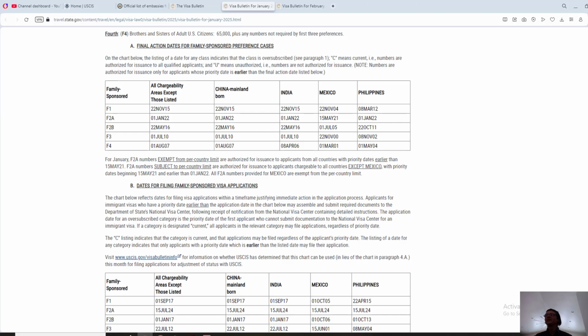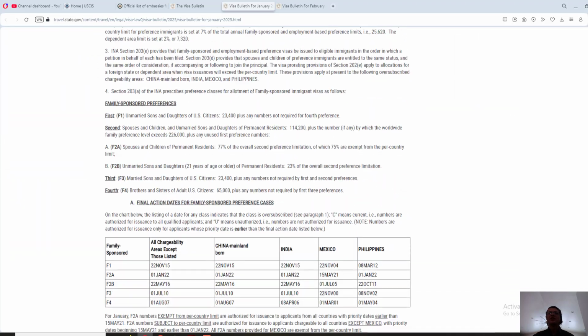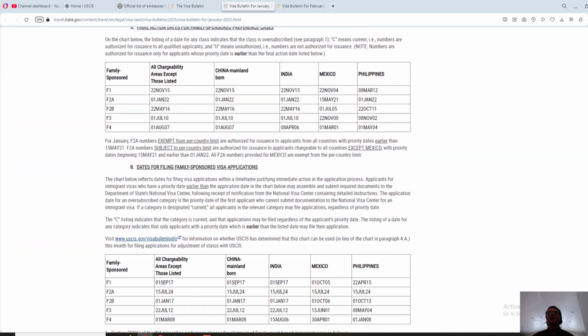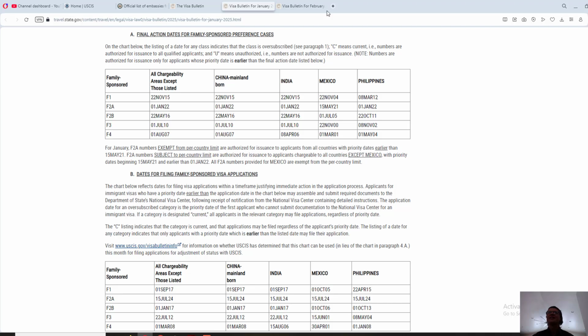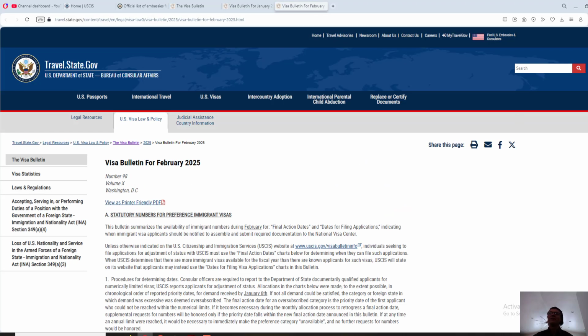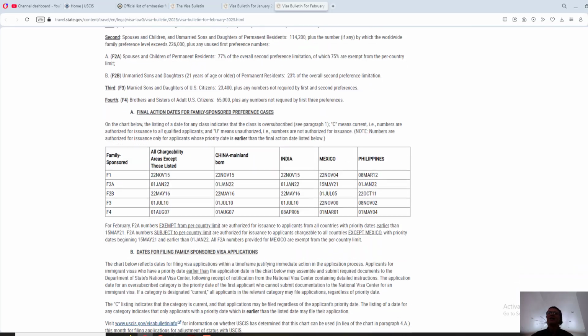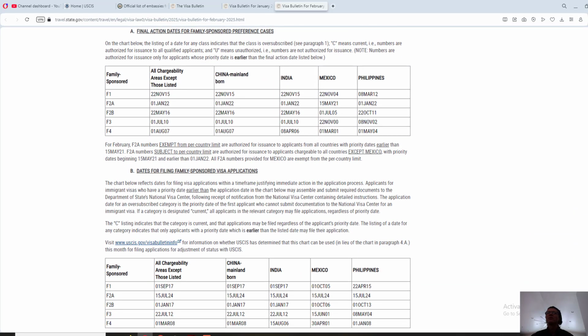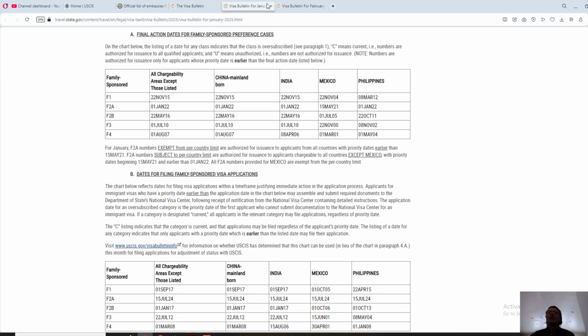Okay, so let's start the comparison. This is January 2025. We're going to start with graph A, see if there's any movement on graph A, because that's the main graph. If we see good news on graph A, that's the good news really for everyone, because, well, everybody's waiting for it to be current.